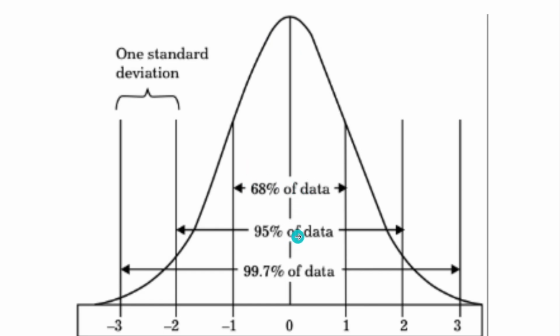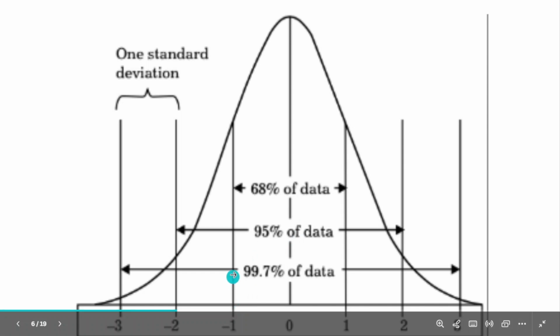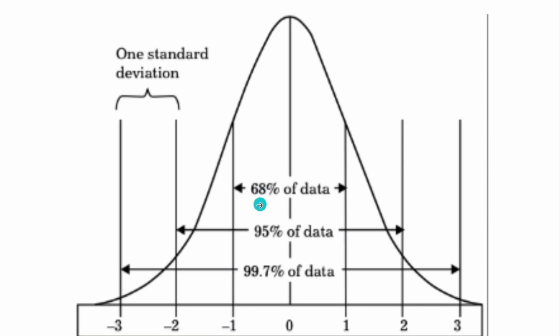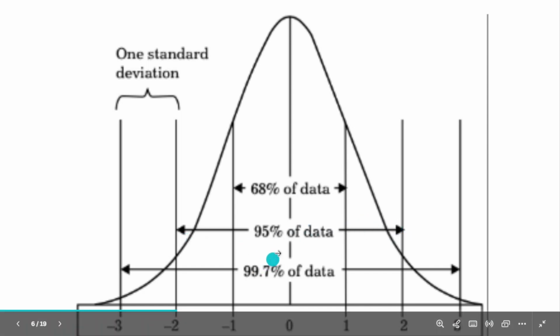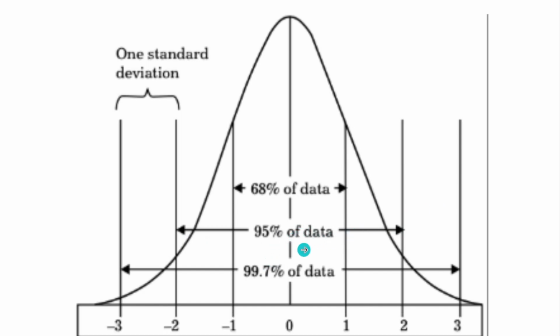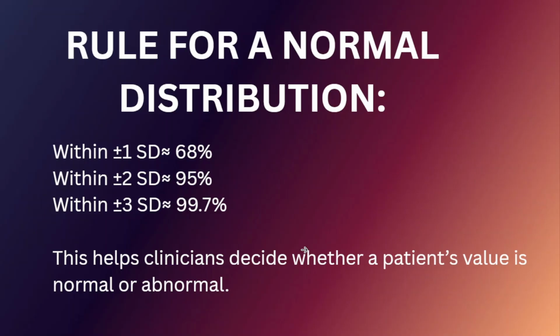Remember that standard deviation is how far the values are from the mean. So you can see here -1 and 1. So 68% of the data falls between -1 and 1, right? 95% falls between -2 and 2. 99.7% falls between -3 and 3. That is what it means.